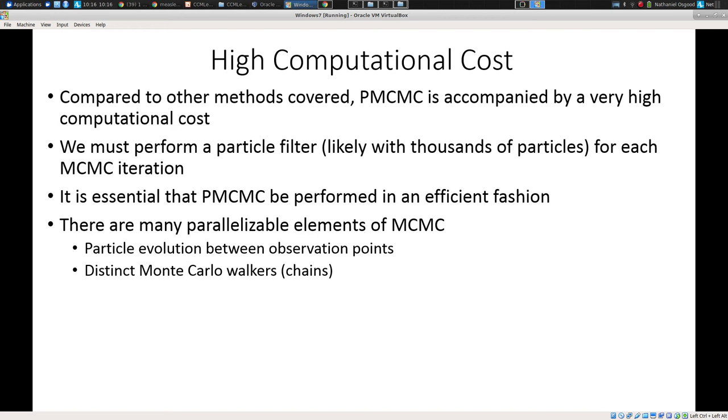For distinct Monte Carlo walkers, we can use distributed computation, compute on different cores or different machines, similar to how Bo Pu, who I believe is present even as I speak, has used parallelization to speed up the algorithms we'll be seeing this afternoon, CCM.